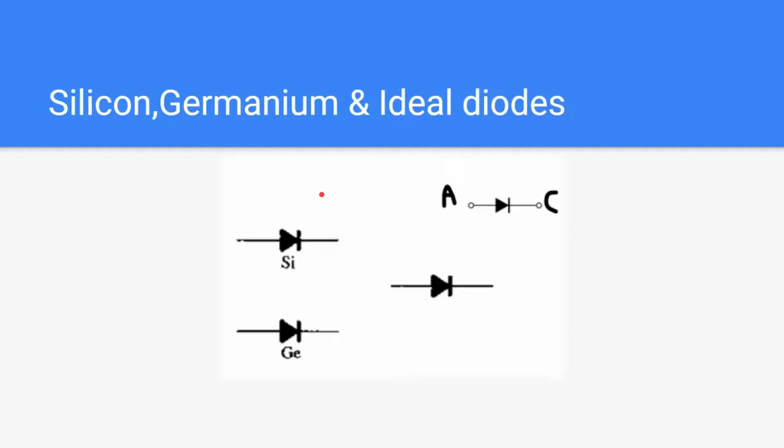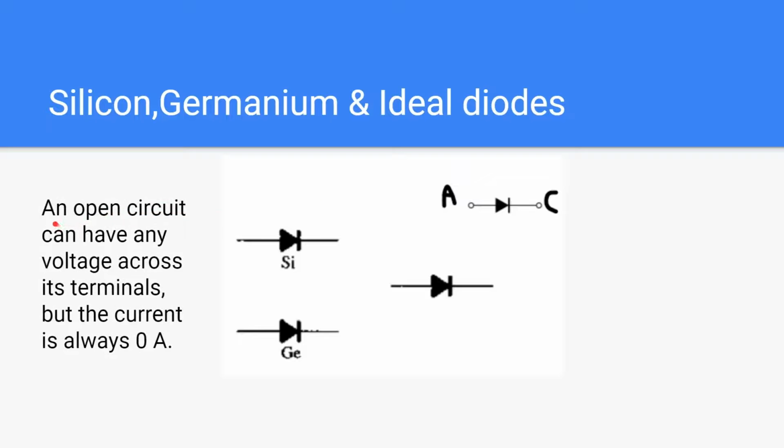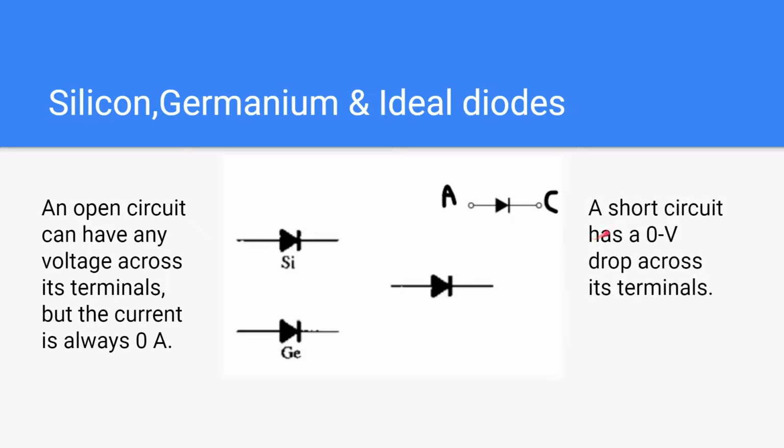Now let's talk about the open circuit more. An open circuit can have any voltage across its terminals, but the current is always zero. That means across the terminals the voltage can be anything for an open circuit, but the current between those terminals is zero. And a short circuit has a 0 volt drop across its terminals. That means both terminals are connected for a short circuit. Okay.